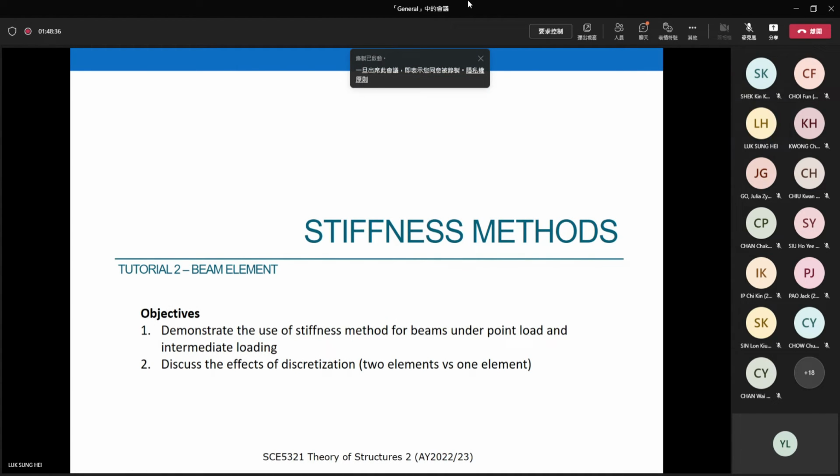Tutorial 2. We are going to practice how to use the Slope Deflection method to analyze beam structures. There are two objectives. Firstly, we would like to use the method to analyze beams under concentrated load and under intermediate loadings. And then we would like to discuss a little bit about the effect of discretization. We will know what they are very soon.